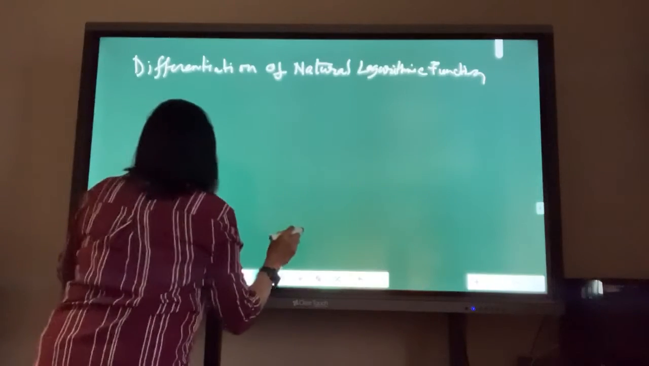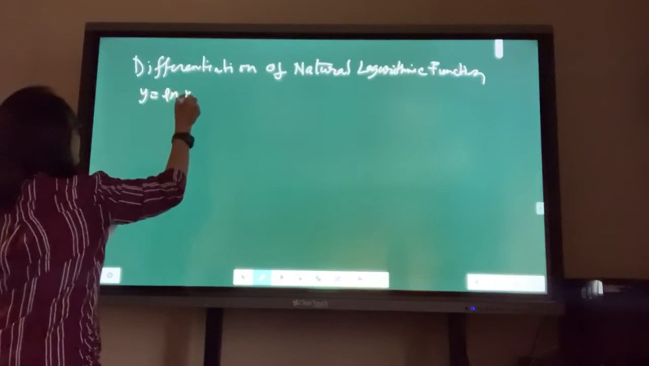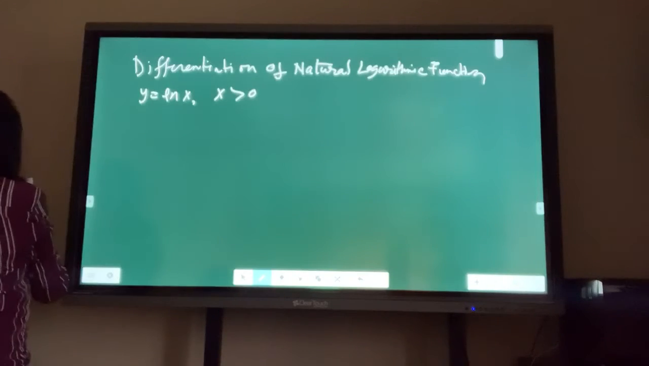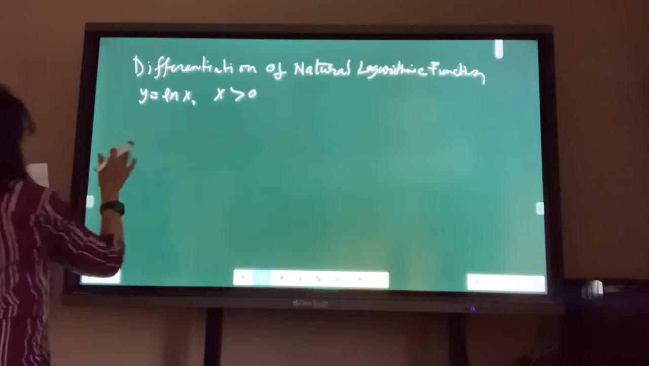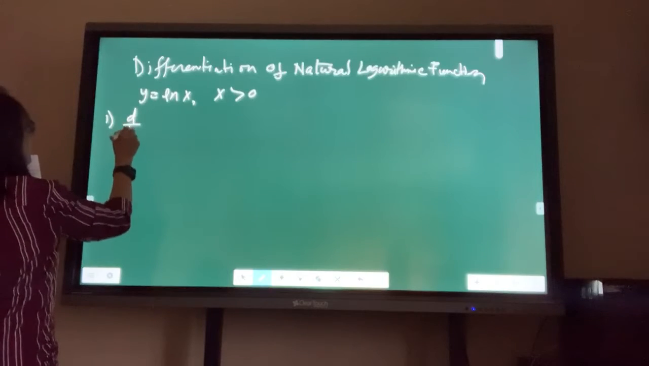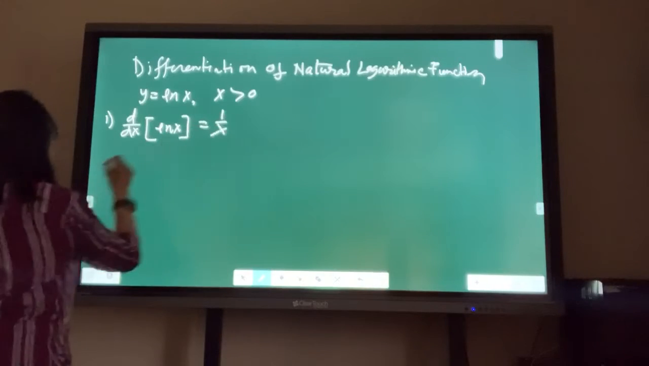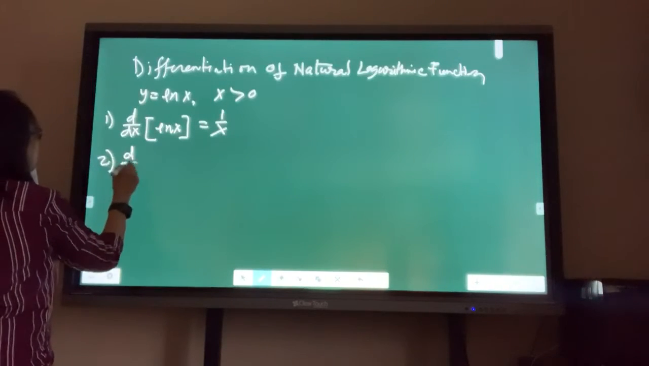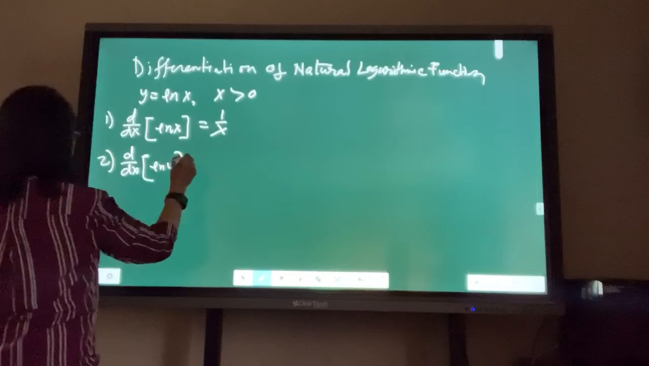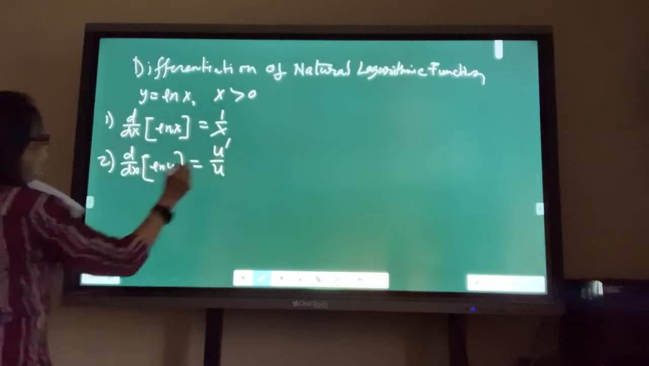Okay, so let's say y equals ln x is called a natural logarithmic function with x greater than 0 as the definition. There are two rules for the differentiation of logarithmic functions. Rule number 1: the derivative of ln x is 1 over x. Rule number 2 is the chain rule: the derivative of ln u is equal to u prime over u.